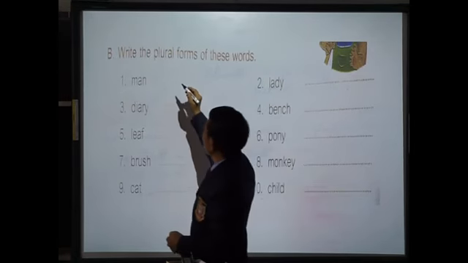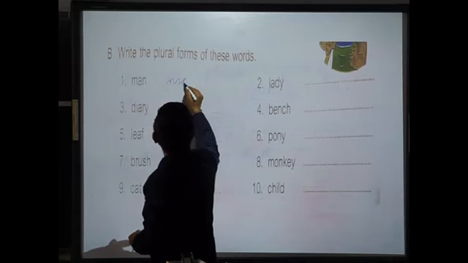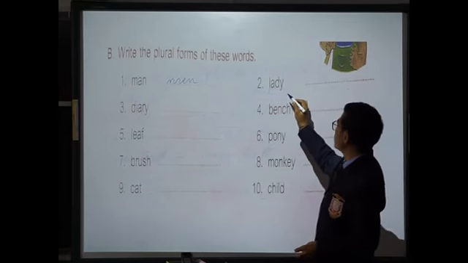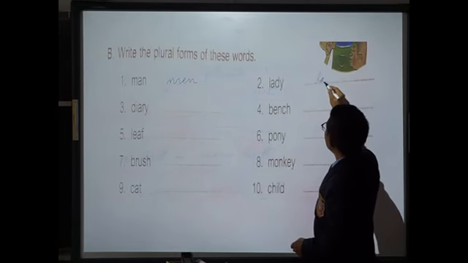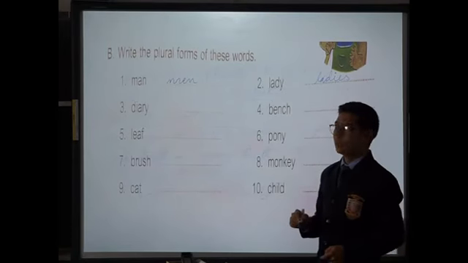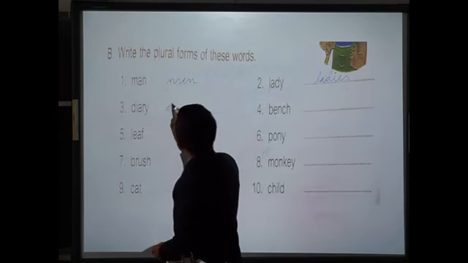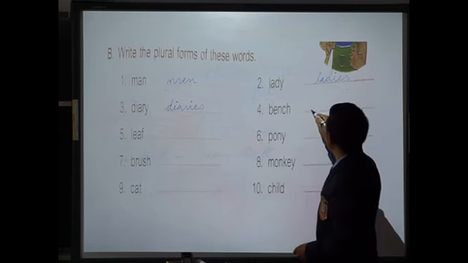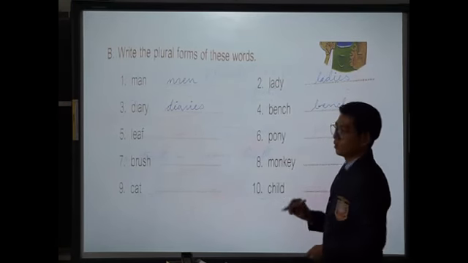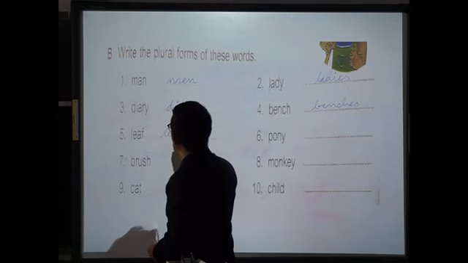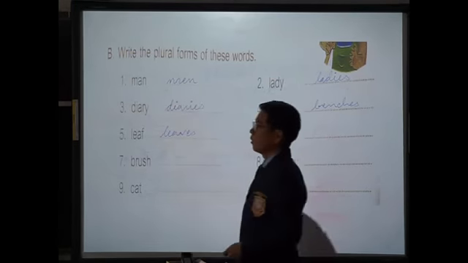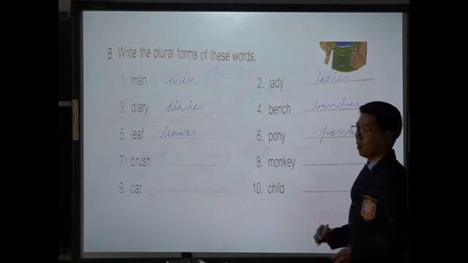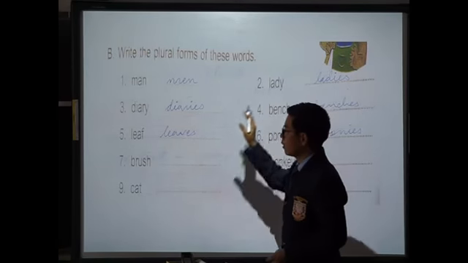Man, one man, many, we say men, M-E-N, men. Okay. Number two, lady. Y changes into I-E-S, L-A-D-I-E-S, ladies. Okay. And diary, D-I-A-R-I-E-S, diaries. Bench to benches, isn't it? Leaf, V-E-S, leaves. Okay. Pony, I-E-S, P-O-N-I-E-S, ponies, plural. We are making just plural, okay, for singular.